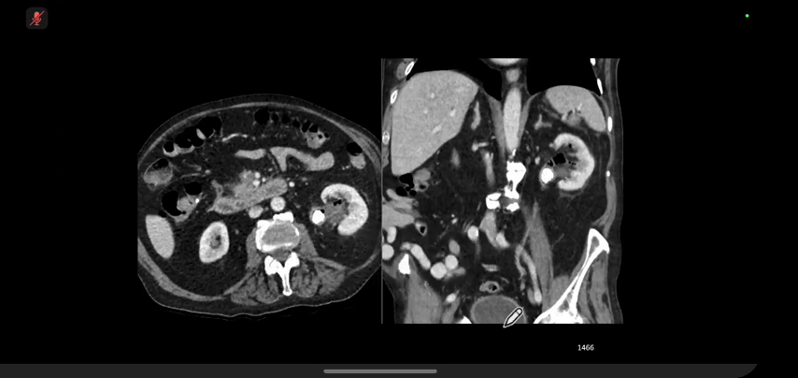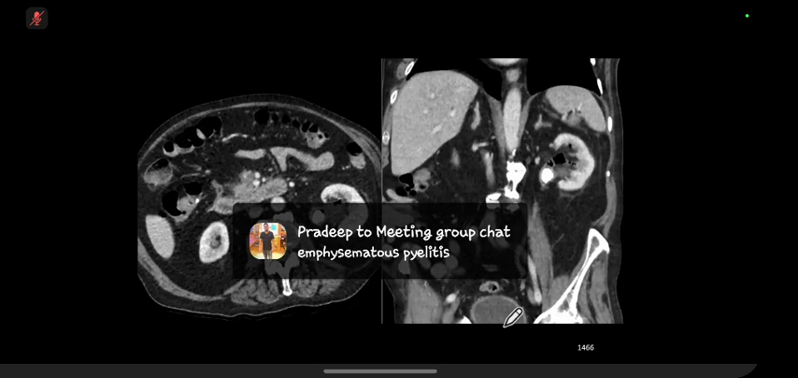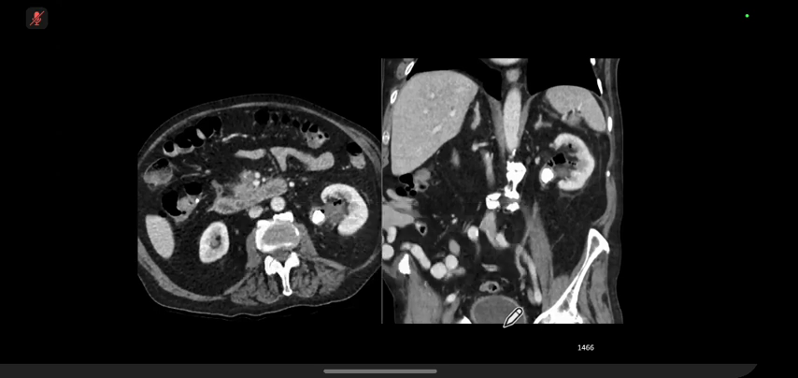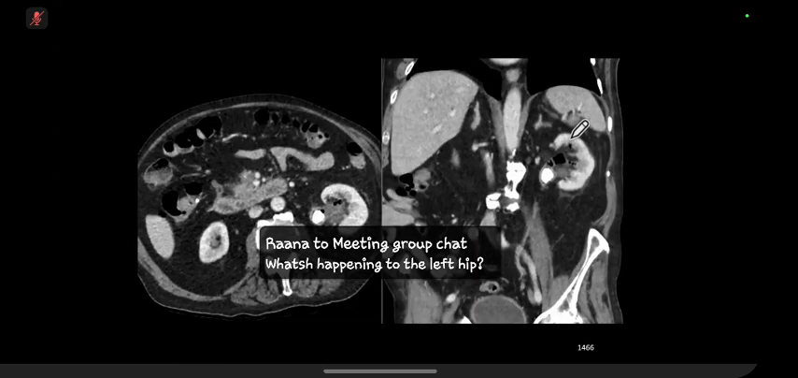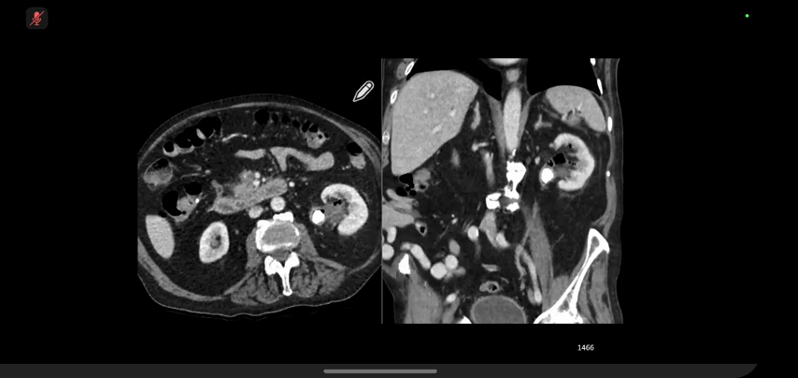Now, when you get gas in the substance of the kidney, that is a worse prognostic feature. When you get gas purely in the calyces, that is, I suppose, pyelitis. And if you get gas in both the substance of the kidney and the collecting system, it's an emphysematous pyelonephritis. And the organism is usually E. coli. Okay, so it's important to recognise that this is associated with diabetes and E. coli organism.